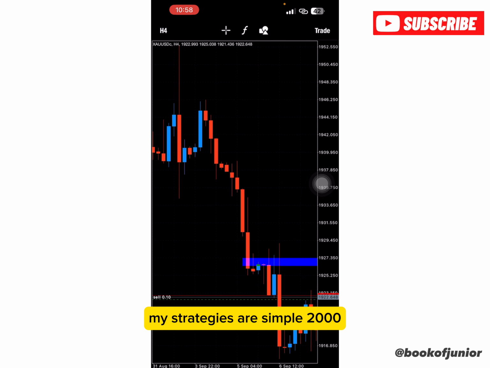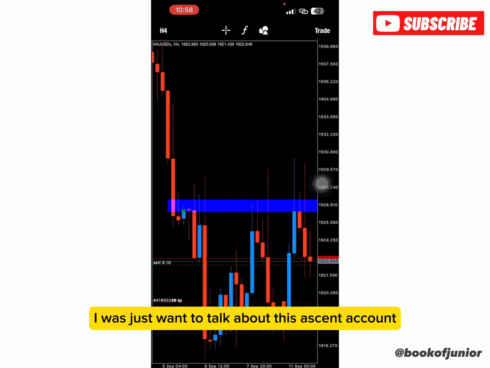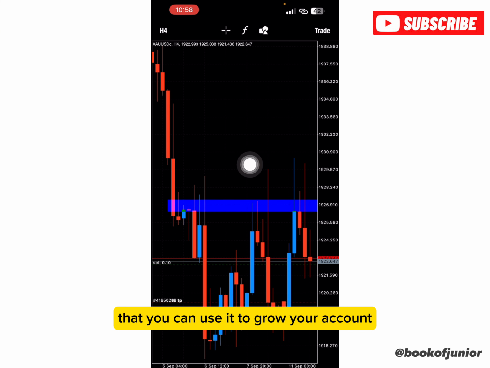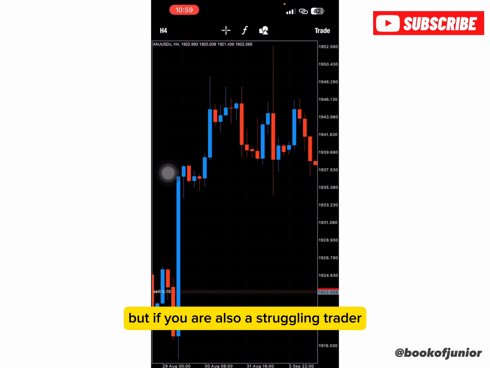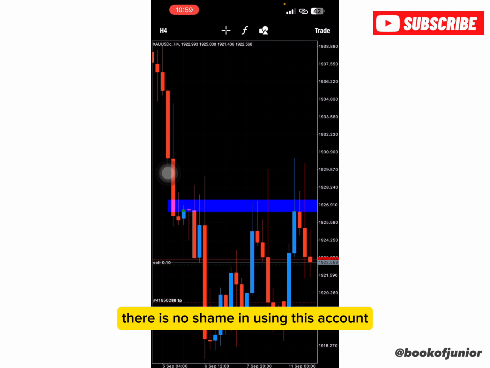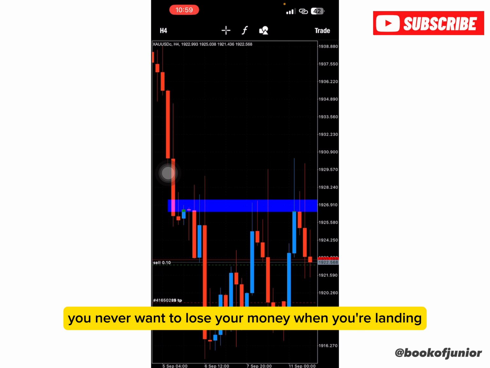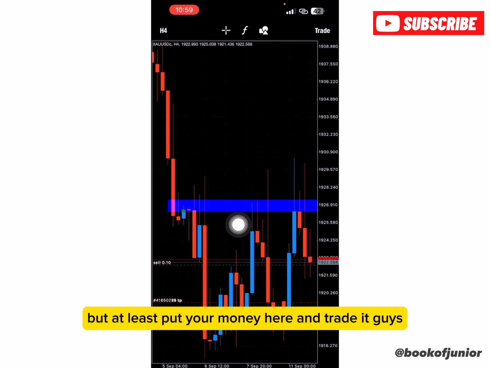My strategies are simple. Today I wasn't really teaching a strategy. I just want to talk about this cent account, that you can use it to grow your money. It's much less risky. It's good for beginner traders. But if you're also a struggling trader, you can still use it. There is no shame in using this account. This is a learning process. You never want to lose your money when you're learning. We're not supposed to lose money, but at least put your money here and trade it, guys.